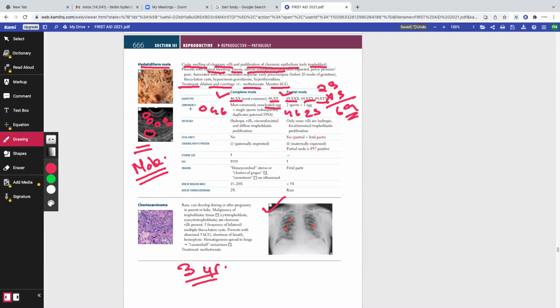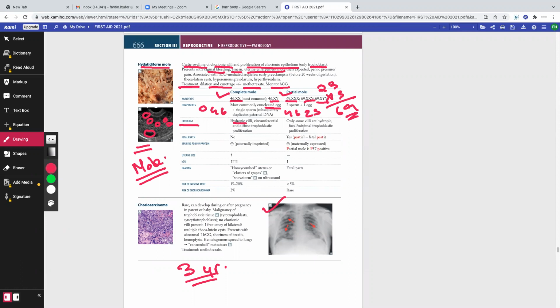So this is the only difference. Histological wise, in a complete mole you will see hydropic villi, meaning that the villi will be severely swollen. In a partial mole, you will not see hydropic villi, they will not be swollen.